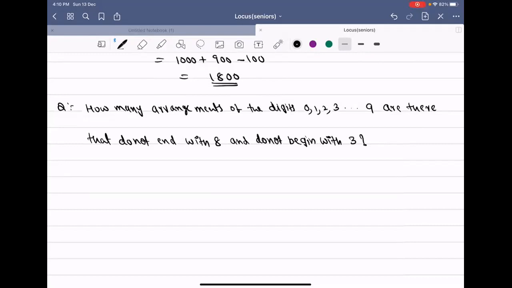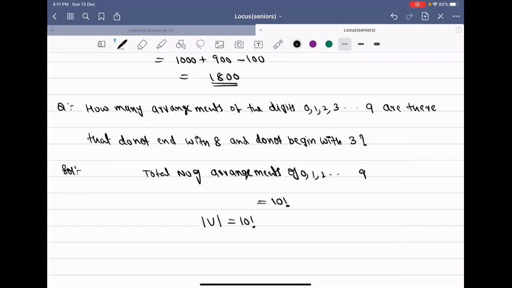So first, you will write the universal set. Solution: first the universal set. Universal set means the total number of arrangements. Therefore, the total number of arrangements of 0, 1, 2, up to 9 is 10 factorial. Yes or no? They can be arranged in 10 factorial ways. Therefore, the number of elements in our universal set is 10 factorial. Now we will write the events.